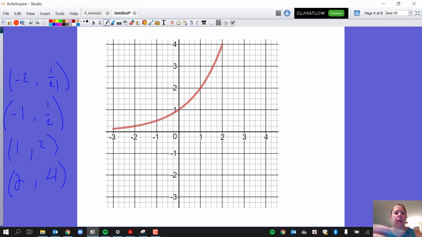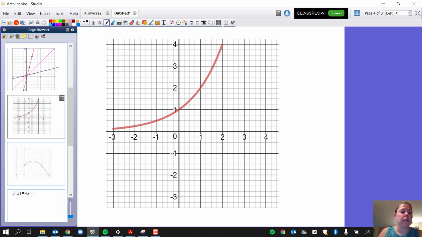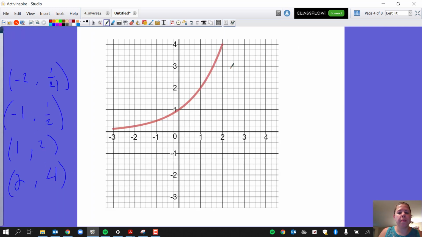So when we switch those, we end up with, let's use a different color, 1/4, -2. We have 1/2, -1. We have 2, 1. And we have 4, 2. So here I'll start with 4, 2. Here we have 2, 1. Here we have 1/2, -1. And we have 1/4, -2.